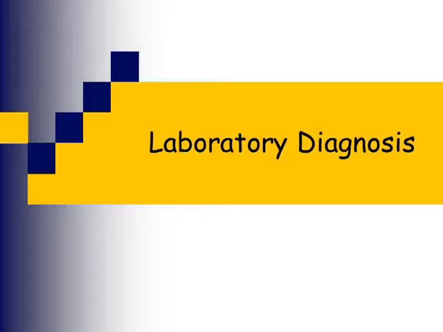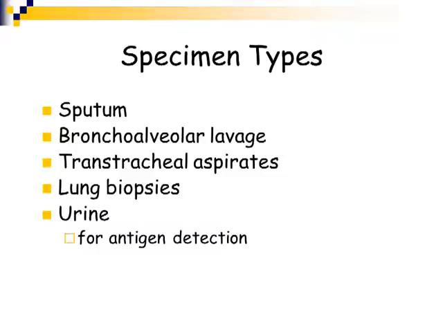To diagnose Legionella in the laboratory, the typical specimen, since it causes a pneumonia-like disease, would be sputum. Also, you can get a bronchoalveolar lavage, a transtracheal aspirate, a lung biopsy, and possibly you can do antigen detection using urine. But I'd say the most common specimen you would get in a clinical laboratory is going to be a sputum specimen.